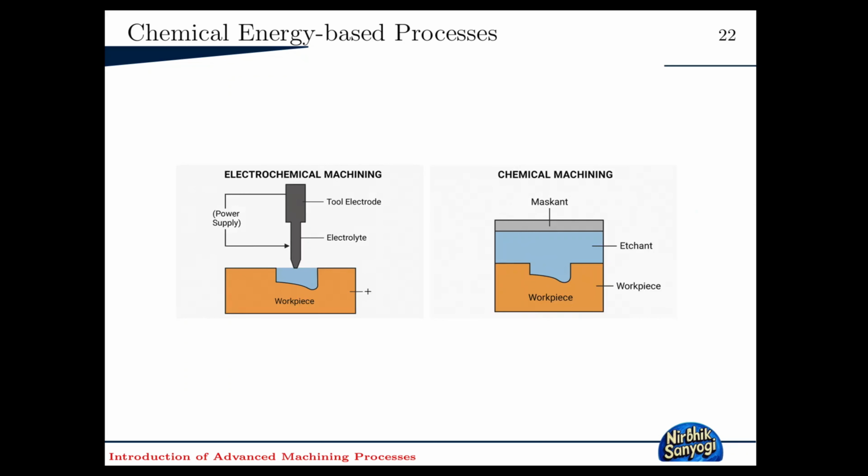So you can see the maskants are there on the portion we don't want to get removed. What we did is we put maskant on that area of the workpiece, and then the workpiece is submerged in a chemical that we call etchant, and due to a chemical reaction, material removal occurs.